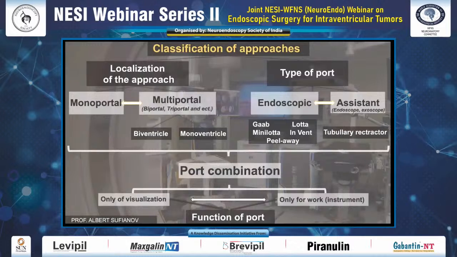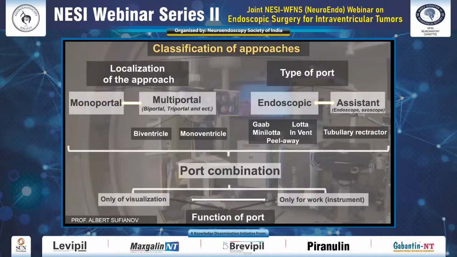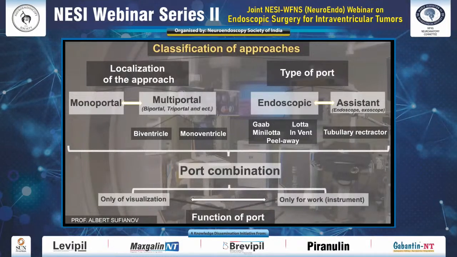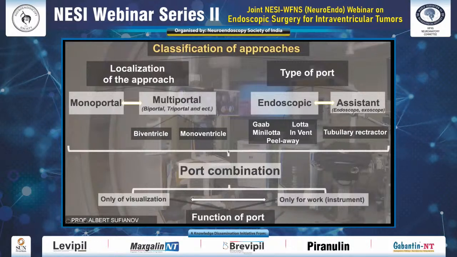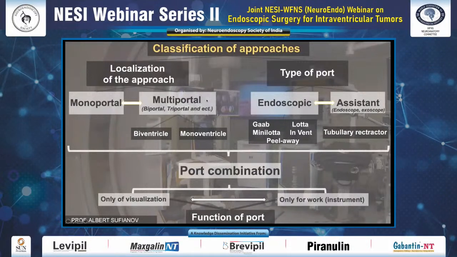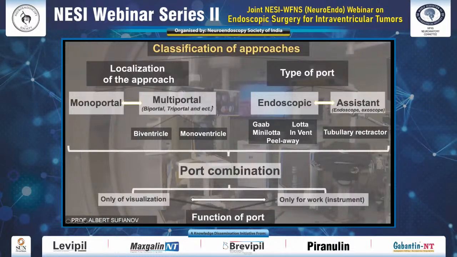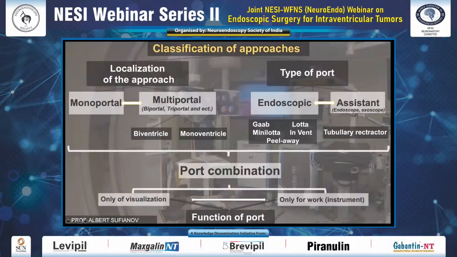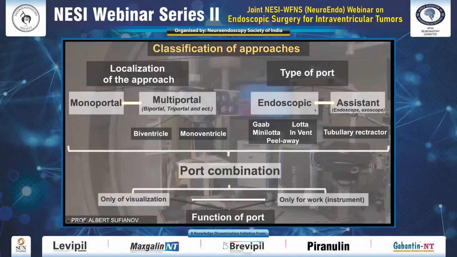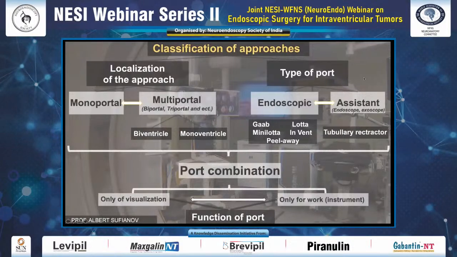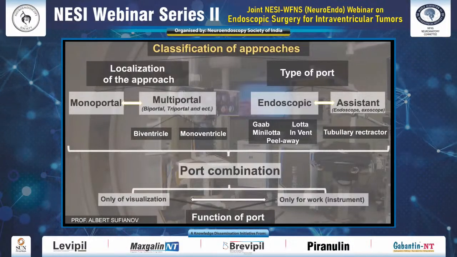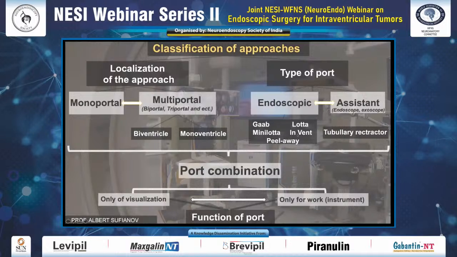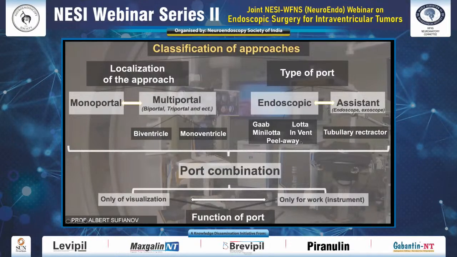For the multi-portal approach, I introduced a new classification of approach. The approach depends on the localization of the approach. It depends, like monoportal, it's only one port, for example, or multi-portal. Multi-portal we divide by the biventricle or monoventricle approach. Another option is the type of port. So it's possible to use a pure endoscopic port, the sheath of the endoscope, for example, from GAP, from LOTA, from mini LOTA, and so on, PIRUWAY, for example.